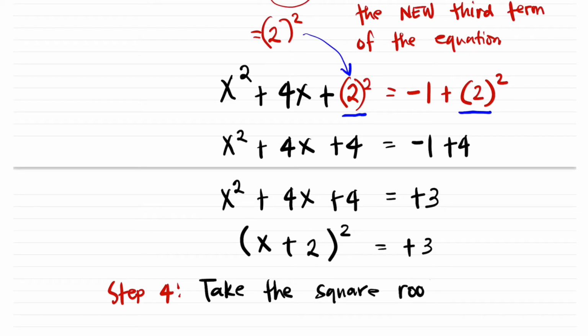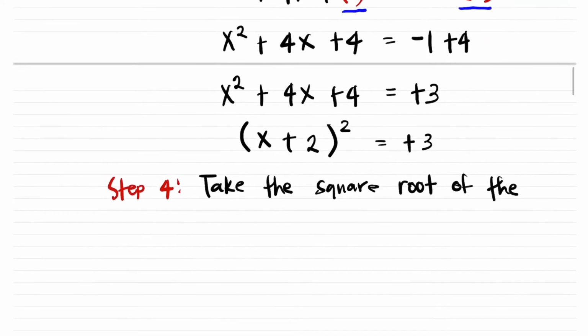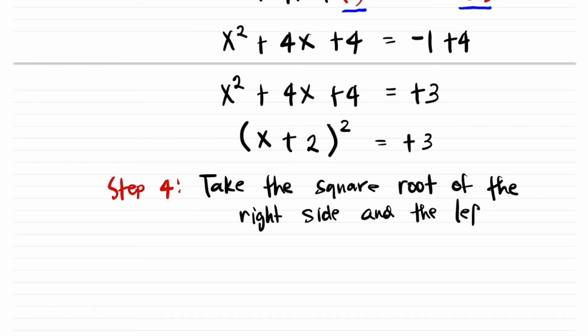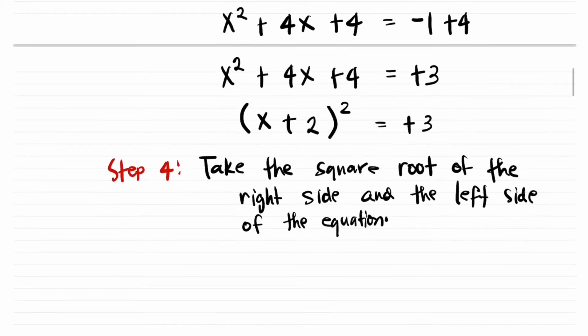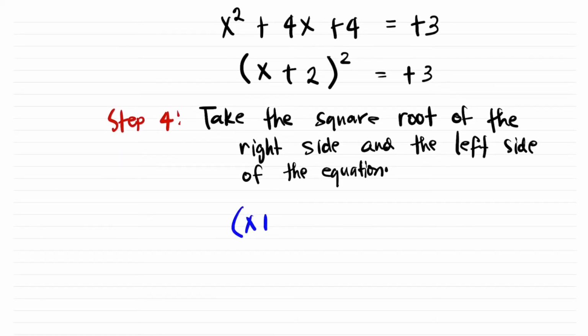Take the square root of the right side and the left side of the equation. Alright, so we have to take the square root now. So the new equation is (x + 2)^2 = 3.